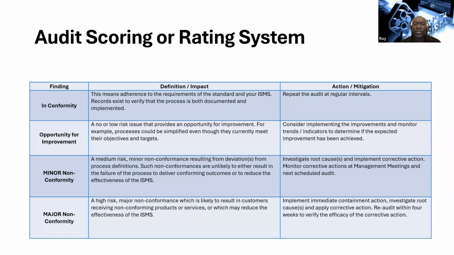Okay, so the action or mitigation: consider implementing improvements and monitor trends or indicators to see if improvements have been achieved. That's what you recommend. A minor non-conformity is medium risk, or a minor non-conformity that results from deviations from process definitions. They are unlikely to result in the failure of the process or of the control, or even to reduce the effectiveness of the ISMS. They will not result.